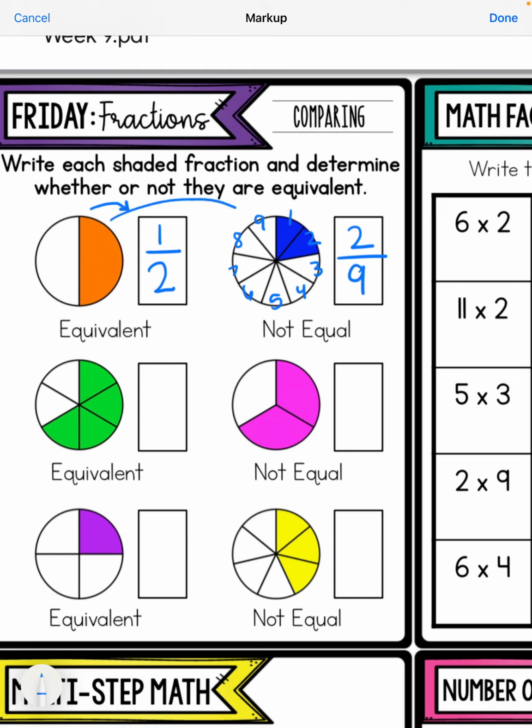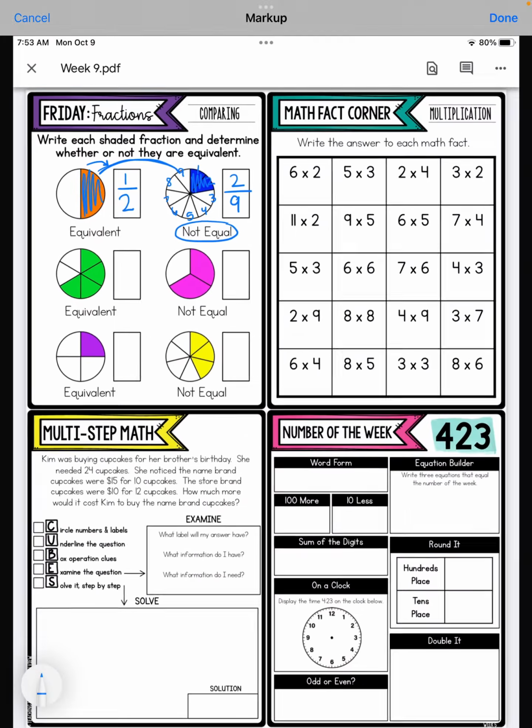So I'm looking at these two circles and I'm determining, are these shaded pieces equivalent or not? For this one, they are definitely not. This orange is taking up a lot more than just these two little blues. So see if you can do that for the rest of these.